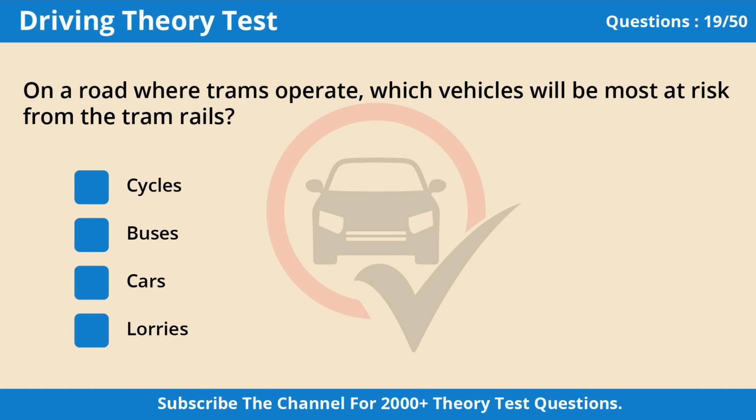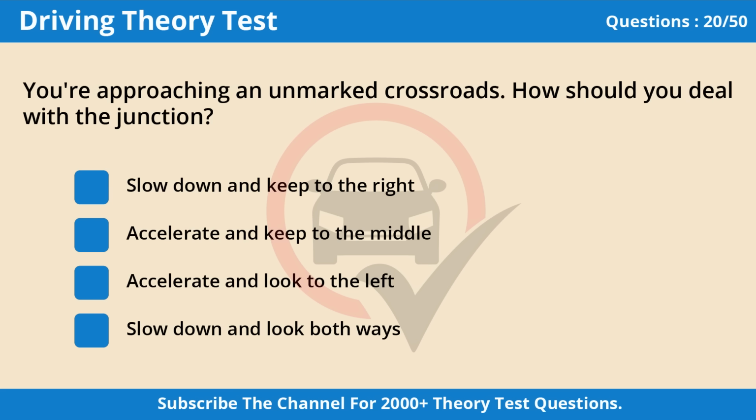Question 19. On a road where trams operate, which vehicles will be most at risk from the tram rails? A. Cycles. B. Buses. C. Cars. D. Lorries. The answer is A. Cycles.